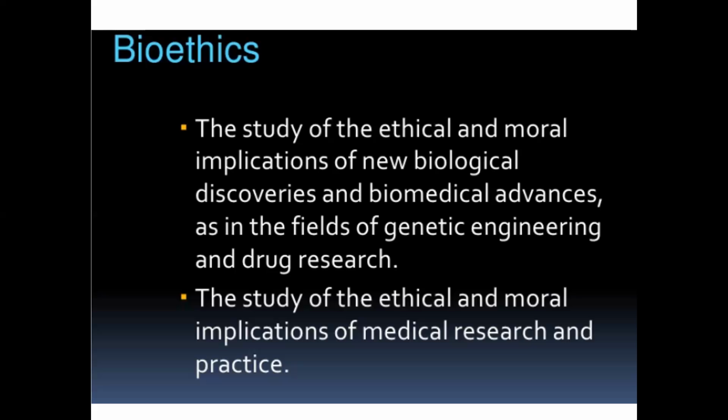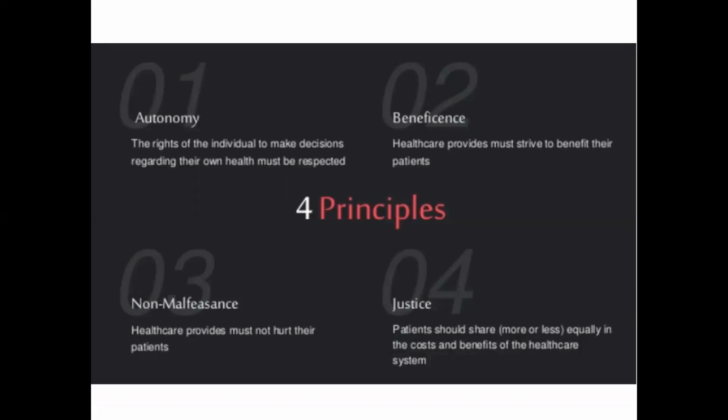Now, moving on to the principles. First of all, this is the terminology of bioethics, the definition of what we mean by bioethics. Then we will move on to the four principles. Bioethics consists of four principles. The first principle is autonomy. Second is beneficence. Third is non-maleficence, and fourth is justice.